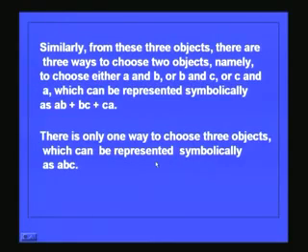Similarly, from these three objects, there are three ways to choose two objects, namely you can choose either A and B or B and C or C and A. And this can be represented symbolically as AB plus BC plus CA. And if you want to choose all the three objects, then there is only one way of doing it, and that can be symbolically represented as ABC.